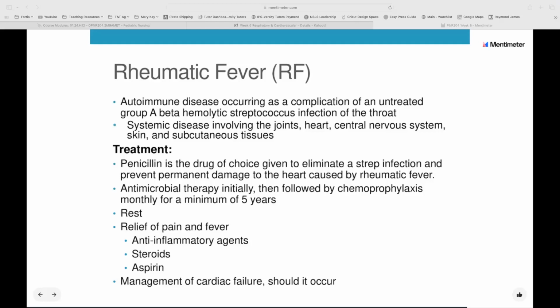We are going to give these kids penicillin to eliminate their strep infection and prevent this permanent heart damage that can happen. And they are going to be on that penicillin for a minimum of 5 years so that we make sure we don't get a recurrence of a strep infection. They're going to need lots of rest periods and relief of pain and fever. So we're going to use our anti-inflammatory agents. They're going to be on steroids to help with the swelling in their joints, and also aspirin for clotting mechanisms.